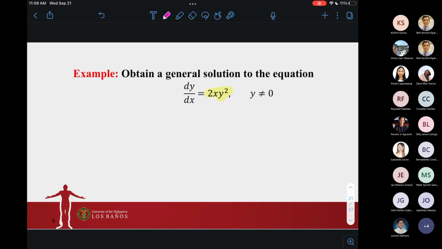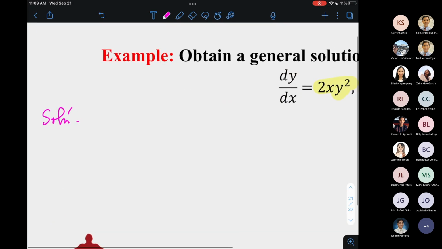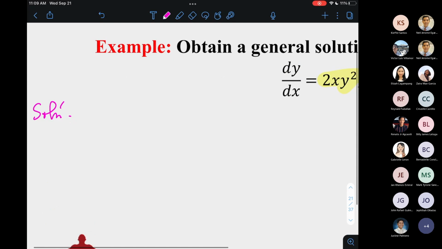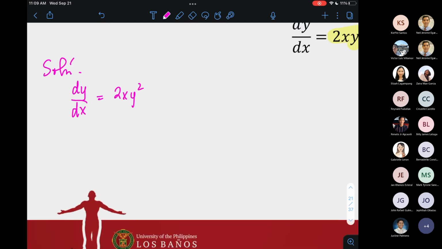Actually, after you do the separation of variables, you can write the solution here. Medyo palakihin ko lang ng konti. All right. So mag-start ka sa dy over dx equals 2xy squared. And then we multiply both sides by dx and divide both sides by y squared. So we'll have dy over y squared equals 2x dx. Right? And then you can write 1 over y squared as y to the negative 2 in preparation for the integration. Kasi mas madaling mag-integrate kapag naka-power form yung mga expressions.